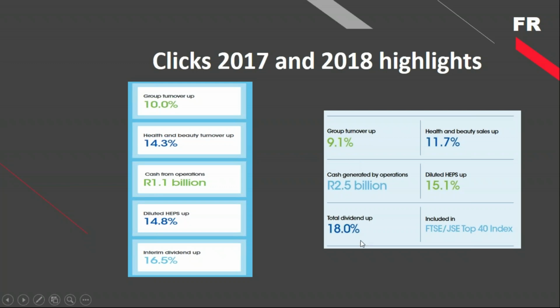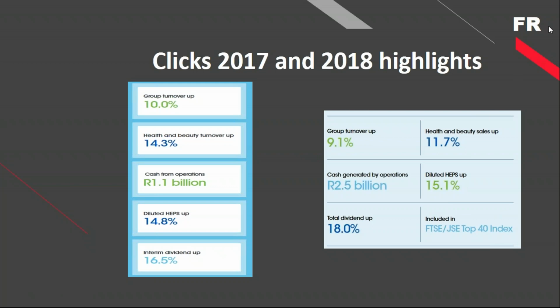And the total dividend was up 18% for the year, which is also happy days if you are a shareholder. All right, and then they were included in the JSE Top 40 Index. Some of you might ask, okay, so what? Why is this important?